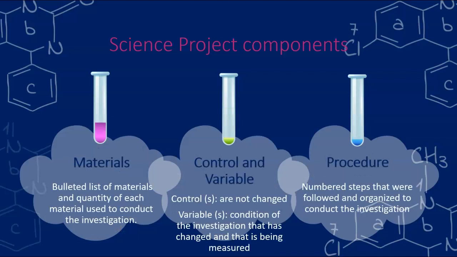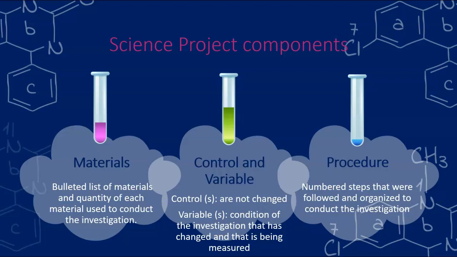Your materials are the list of materials that you would be using for your project, and these are normally presented as a bulleted list of materials. So this would give you all the materials that you're going to use in your project. You would identify your controls and your variables, both independent and dependent. You want to make sure that it is stated that this is what I'm changing, and this is what I'm measuring, and this is what I'm keeping the same.